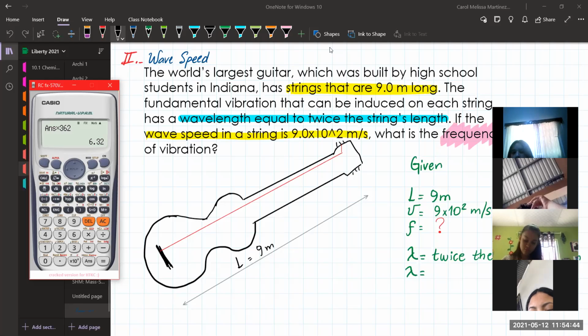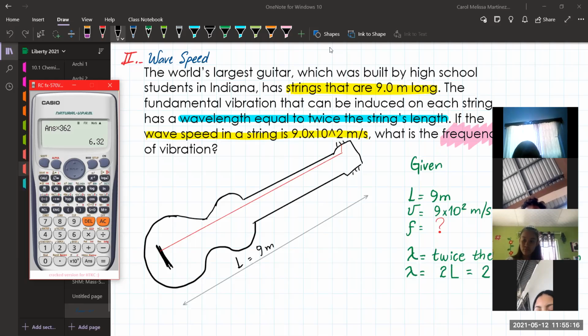And this, if we turn it into a mathematical equation, twice is being replaced by the number 2, and the string's length we know it's L, okay? The value that is 9 meters. So you can get the wavelength as 2 times 9 meters, which gives you in the end 18 meters.